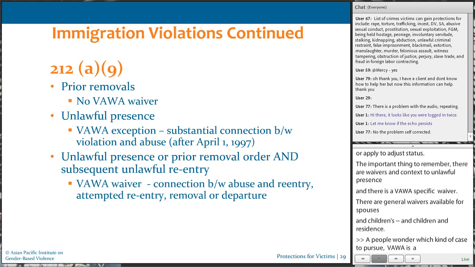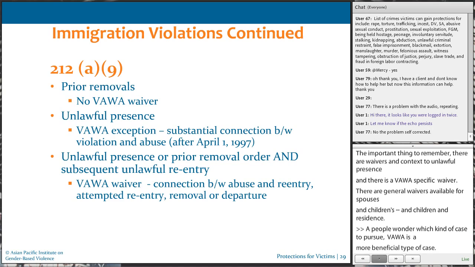Now, the one where there's unlawful presence and then the person was deported and they left and then they re-entered again without inspection, there's the permanent bar, and the only exception to that, or the only waiver to that, is through the Violence Against Women Act, and that person has to show that there was some kind of connection between the abuse and the unlawful reentry.